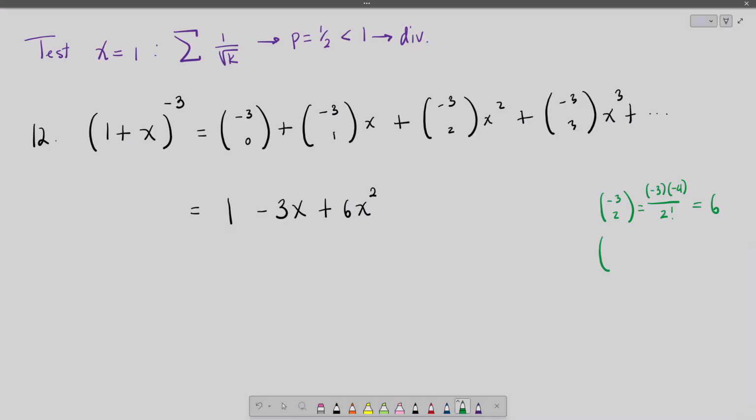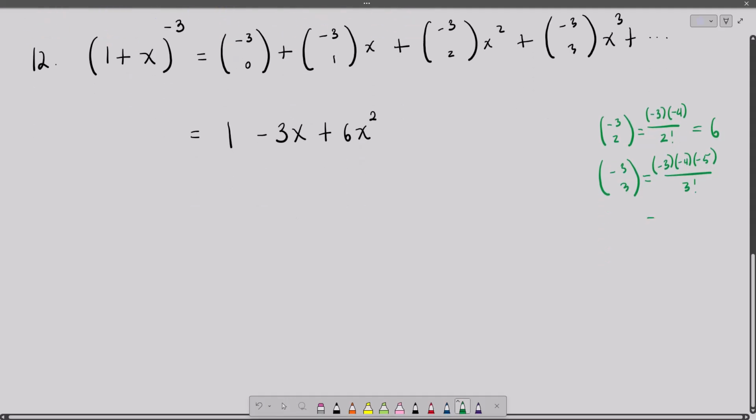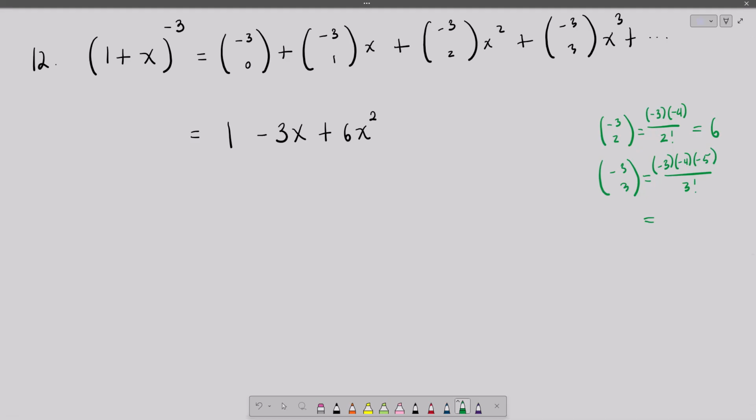And then -3 choose 3. Same idea, start at -3, do repeated subtraction by 1 until we have k factors. The denominator is 3 factorial, so we'll have a 3 that will cancel with that 3. We'll have a 2 that cancels with one of those 2's and the 4. So we'll be left with 2 times 5, which is 10, and it's going to be negative. So this will be our fourth non-zero term. Again, it's a series, so we put plus dot dot dot.